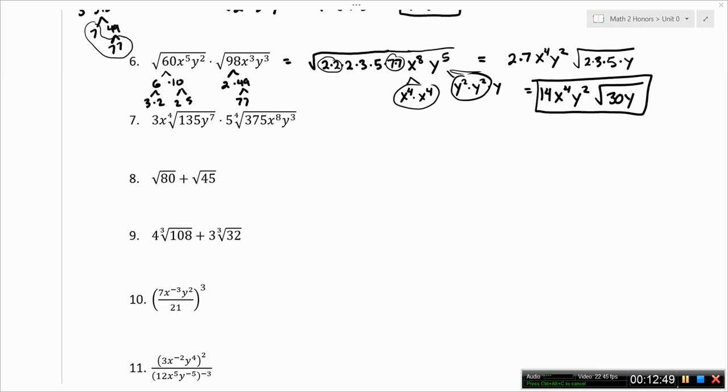On number 7, again we want to simplify and combine like terms. We're working with fourth roots here. So your choice, we can simplify the numbers first like we did in number 6, or we can combine everything first and then simplify. If we combine everything first, here's how I would do that.